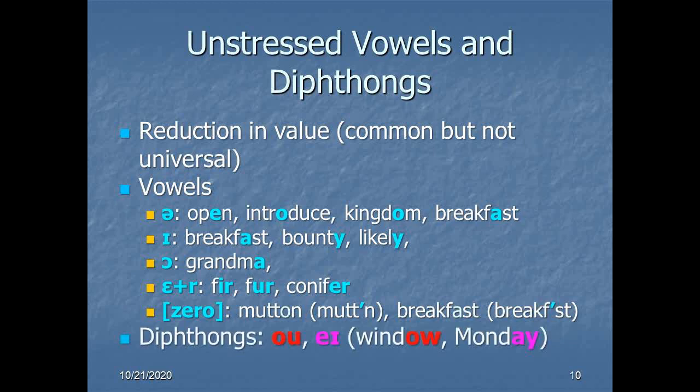We see a similar pattern with unstressed diphthongs. Regardless of spelling, when a diphthong is unstressed in modern English, it tends to just be O or A. So, window, Monday. And between these and the unstressed vowels I mentioned on the last slide, that's pretty much the full range of unstressed vowel or vowely things that modern English has, at least in its standard dialects. There are variations, of course, when you move away from the standard dialects into the non-standard ones, but we'll talk about those in due time.